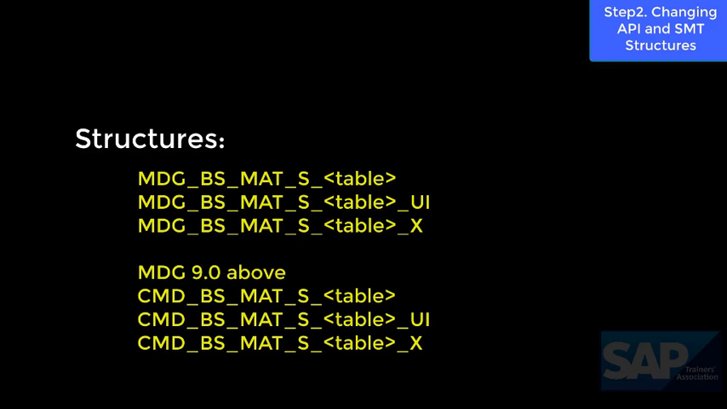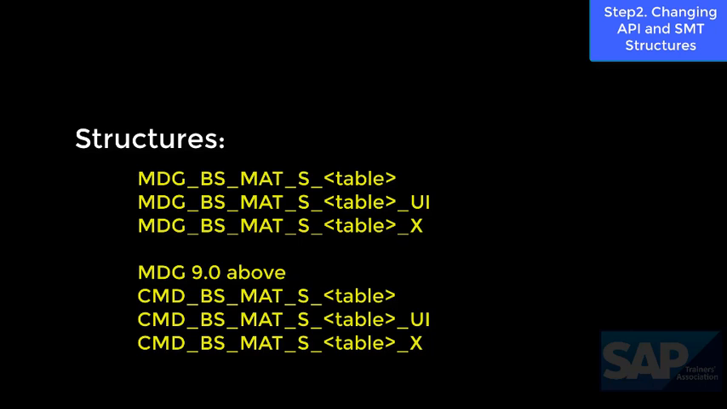The next step is to enhance the structures, the API structures and the SMT structure. Step 2. Now, in case of material, we have 6 structures that we need to update.